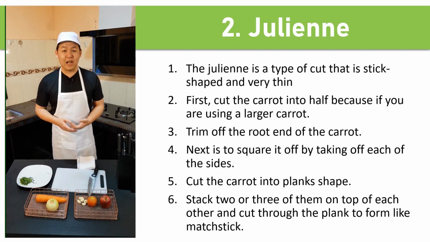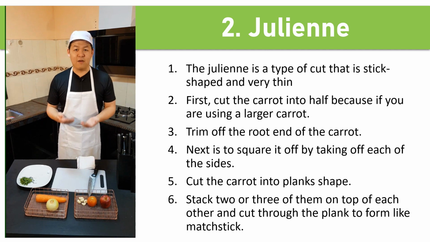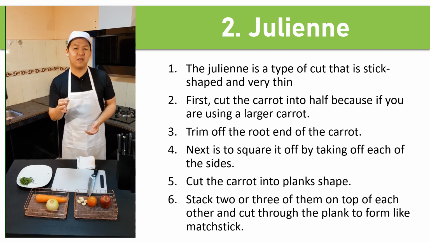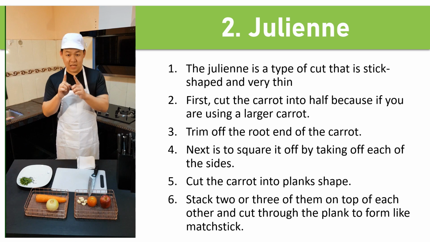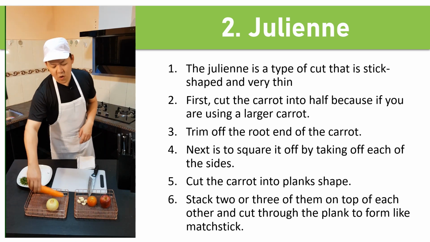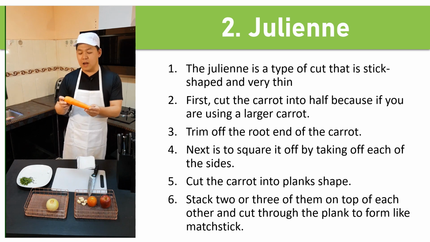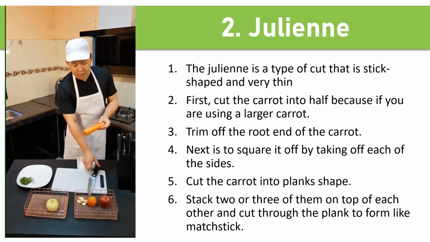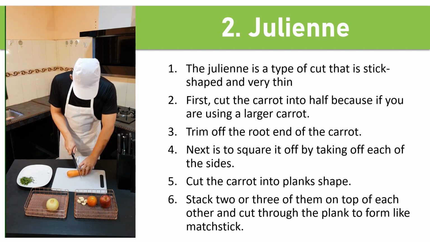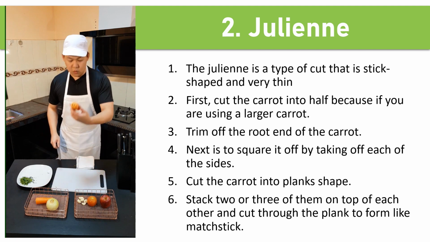Next is the julienne cutting technique. The julienne cutting technique is a type of cut that is stick-shaped and very thin, or it will look like a matchstick. For this purpose, I'm going to use one whole carrot, but because I'm using a larger carrot, first of all, I'm going to cut it in half. So I'm going to use this part.